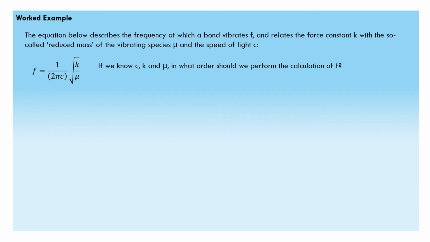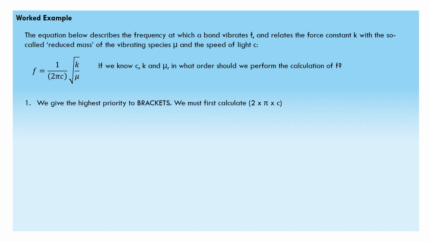Let's have a look at this next worked example then. This equation describes the frequency at which a bond vibrates, and it relates the force constant with the reduced mass of a vibrating species and the speed of light. And if we know the speed of light, the force constant, and the reduced mass, then we can calculate the frequency at which a particular bond vibrates. But of course, we're interested in performing that calculation in the correct order. So let's have a quick look.